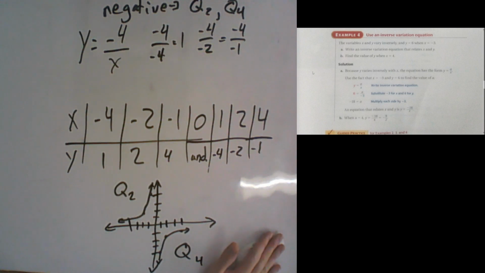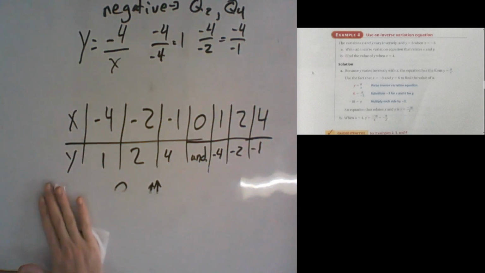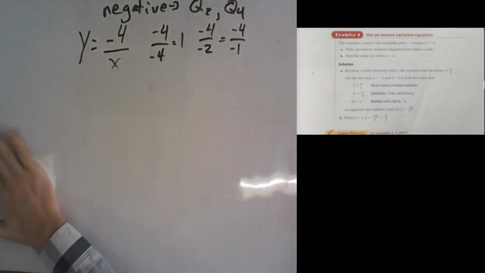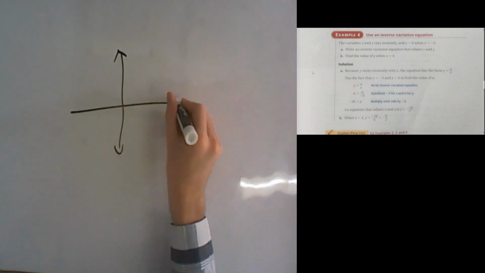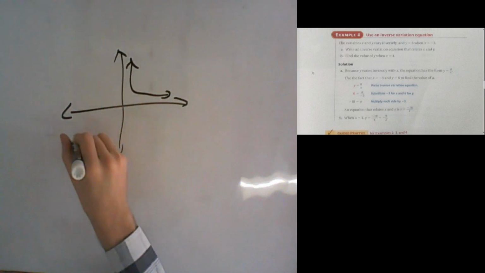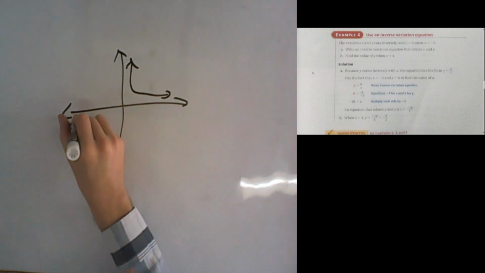So we're going to example 4. And before we go into example 4, whenever you have a graph where two parts are separated, like what we just had, something like this, this is called a hyperbola.